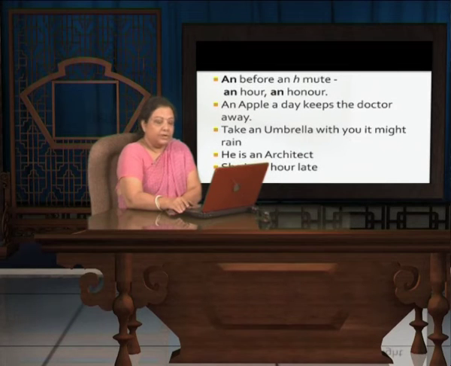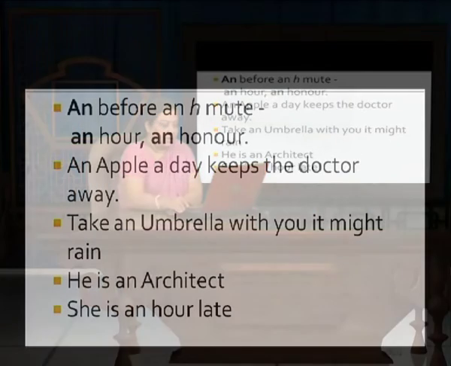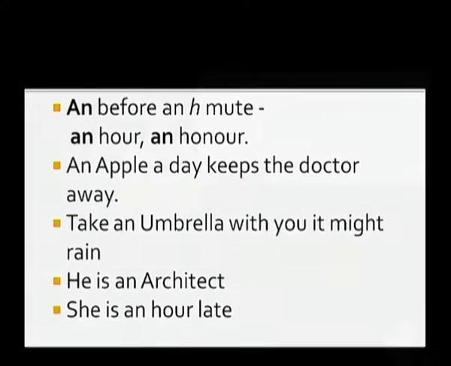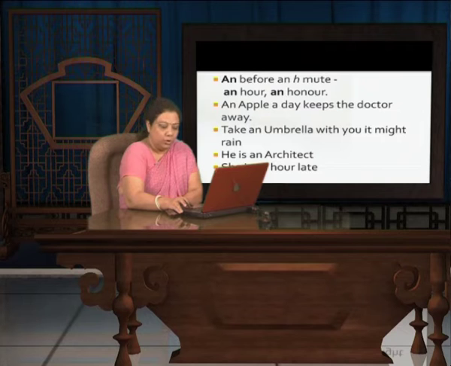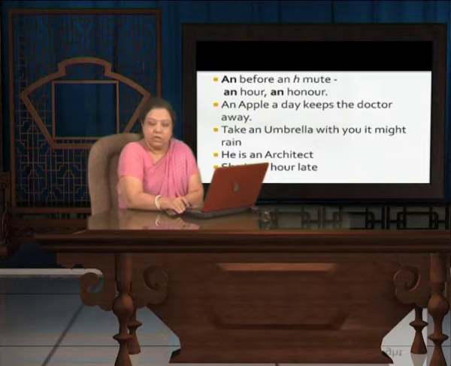Second example here is an apple a day keeps the doctor away. Take an umbrella with you, it might rain. He is an architect. She is an hour late. So, all these nouns begin with A, E, I, O, U, or they may begin with the sound of the vowels A, E, I, O, U.